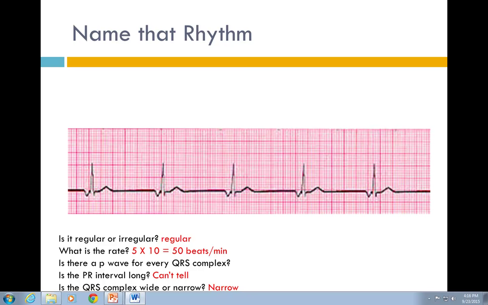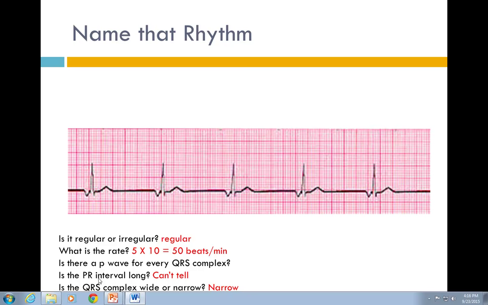What is the rate? So again, if we do that quick method identifying the rate, we'll start to count those QRS complexes. 1, 2, 3, 4, 5. So 5 × 10, so roughly around 50 beats per minute. And then, is there a P wave for every QRS complex? Well, I don't really see a P wave. So we can't really tell if there's a P wave. I would say no.